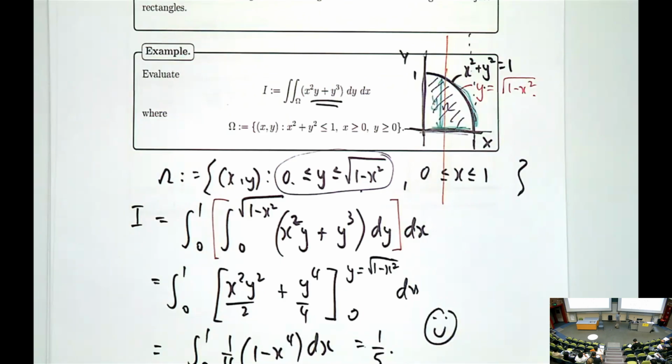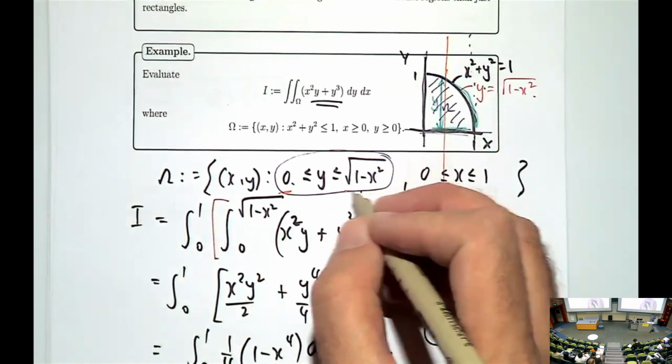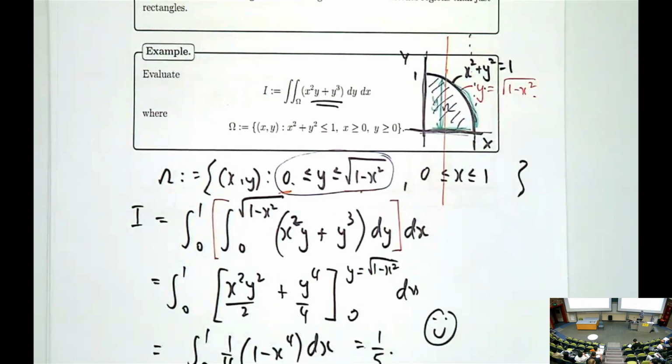So this is where this vertical line enters the region, and this is where it leaves. If you're not sure, draw a picture, draw say a vertical line, look for the places where it enters and leaves the region. You can also do it horizontally, right?